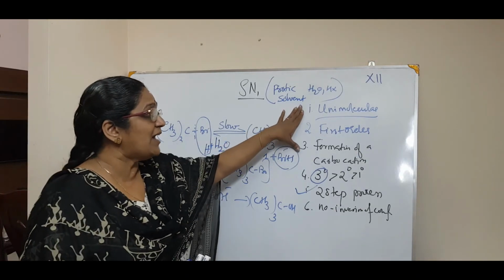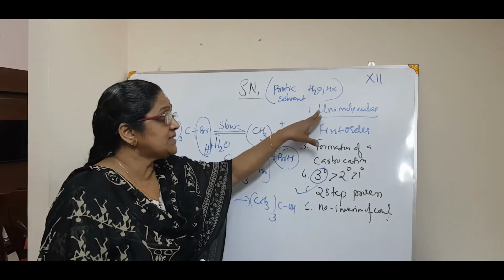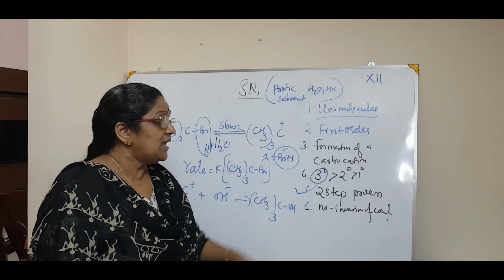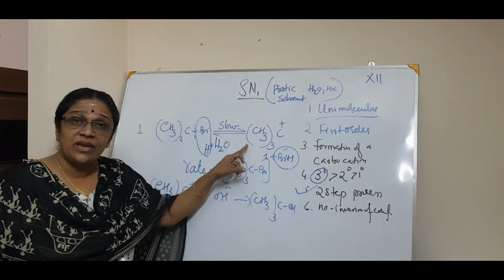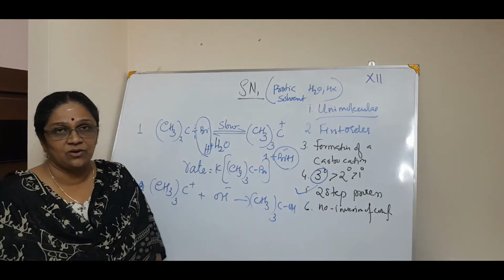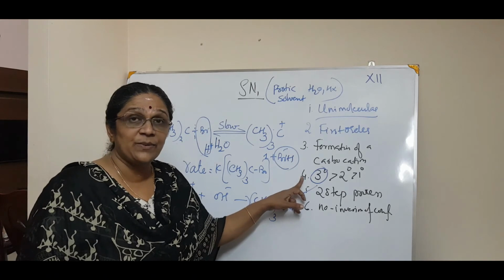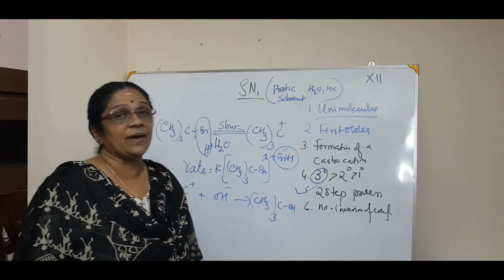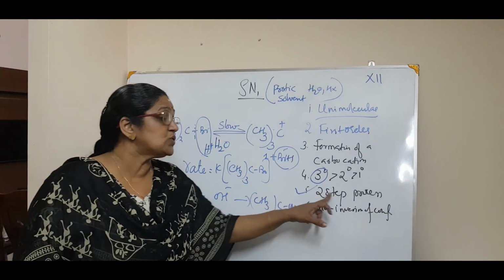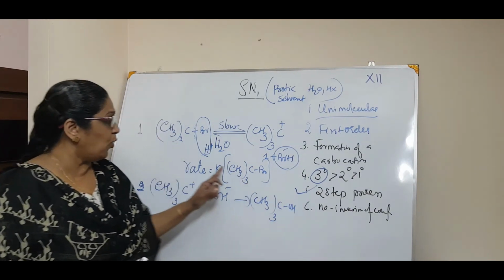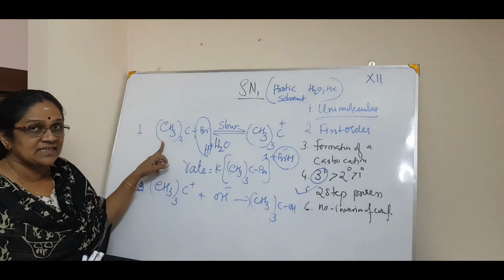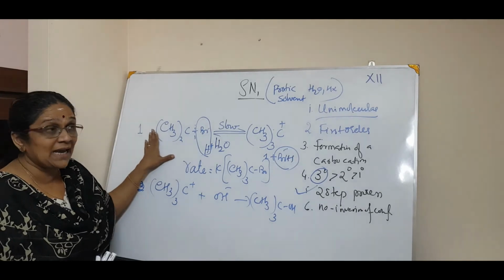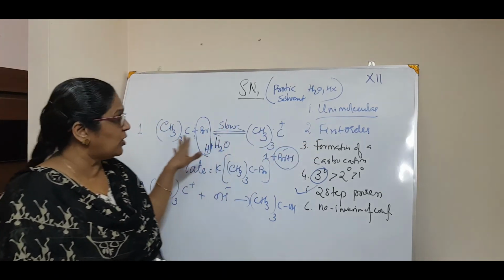So, what are the key points for the SN1 mechanism? It is a unimolecular reaction. It is a first order reaction. The formation of a carbocation, this is very, very important. And what is the order of reactivity? It is tertiary greater than secondary greater than primary. And it is a two-step process. The first step is the rate determining step. From this step itself, you know that this follows a first order reaction and it is a unimolecular reaction.